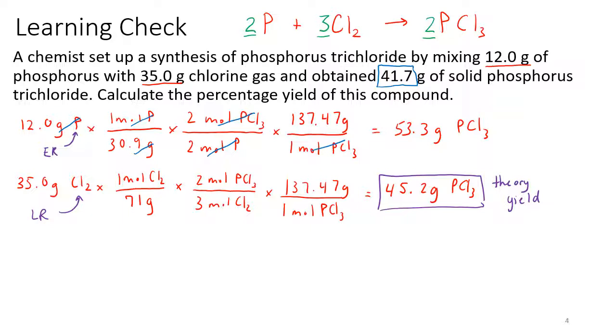Now calculating the percentage yield of this reaction, we need to take our actual yield, which was given to us in the problem, 41.7 grams, divide by our theoretical yield that we just calculated, 45.2 grams, and then multiply by 100. So our percentage yield for this reaction is rather high. It was 92.3%.